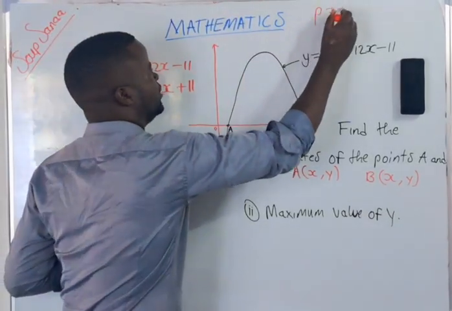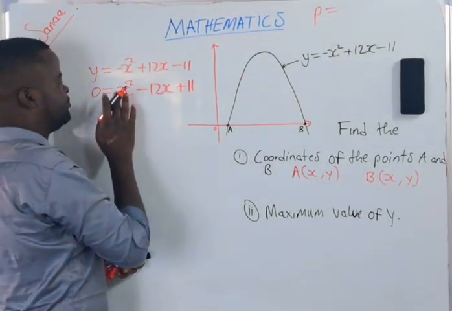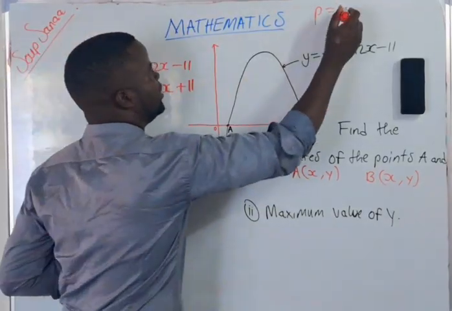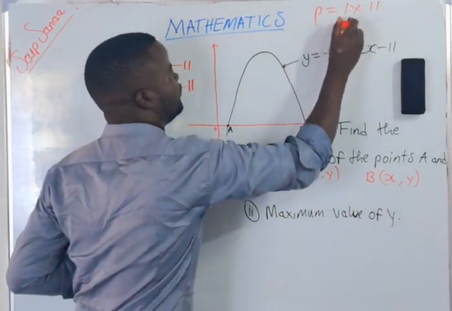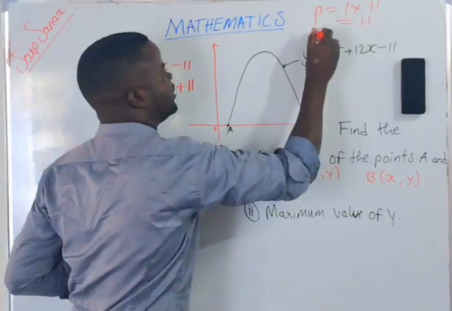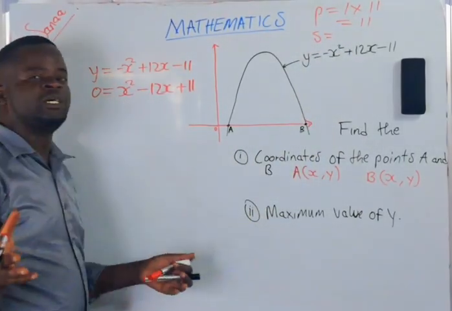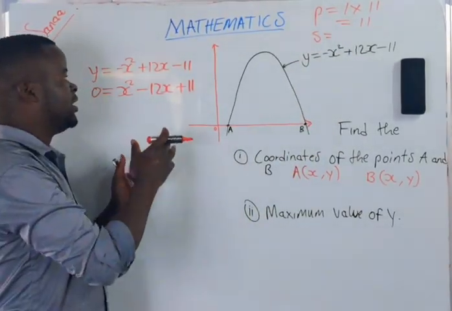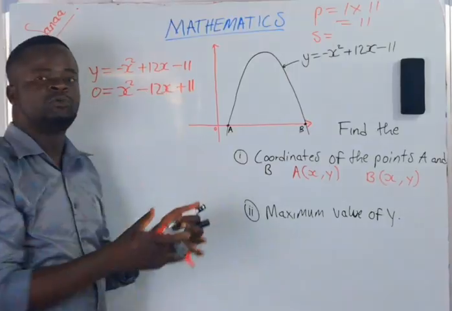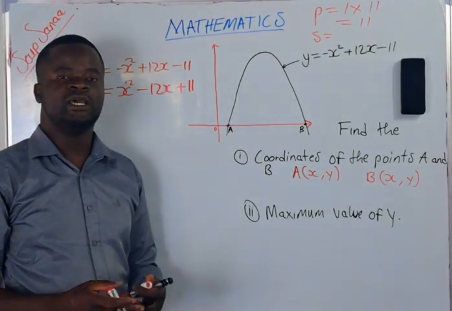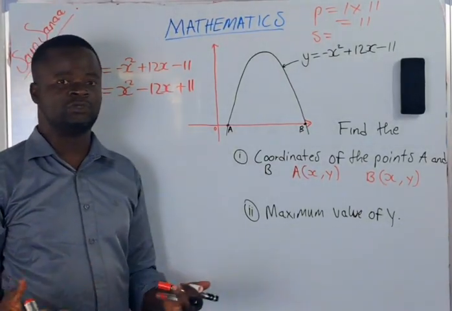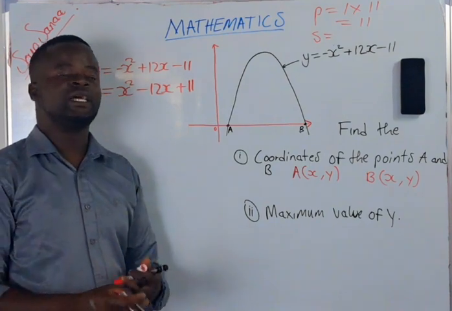So product, we are saying it is positive 1 times positive 11. The product is what? 11. Then sum are the two possible numbers. When we add them, are going to give us negative 12. But when we multiply them, we are going to get a positive what? 11. What are those two numbers? Negative 1 and negative 11.